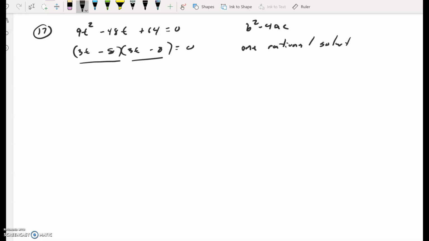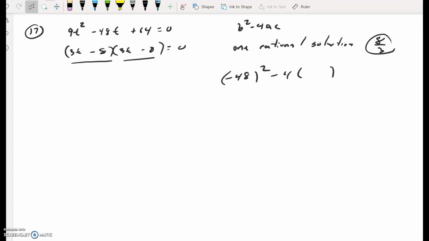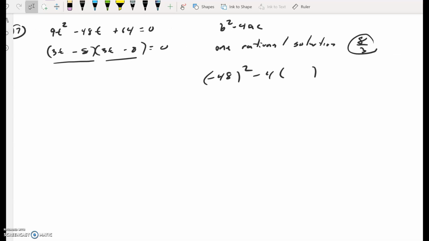How do I know that? Well, because I know what it is. It's going to be 8/3. So here it was just basically easiest to solve it. If you try to do b squared minus 4ac, you are going to get negative 48 squared minus 4 times a times c, which is 9 times 64.